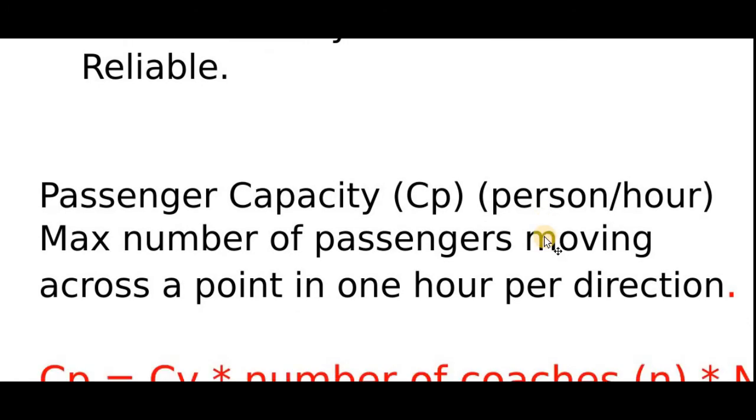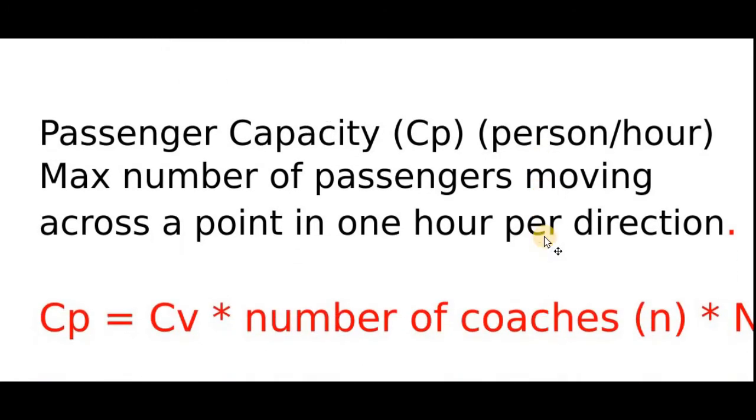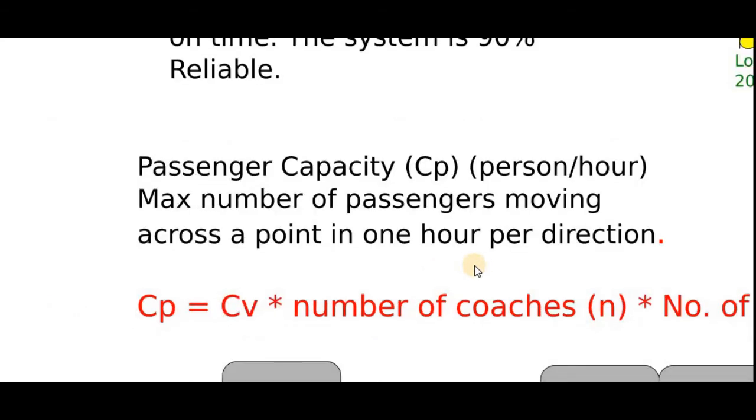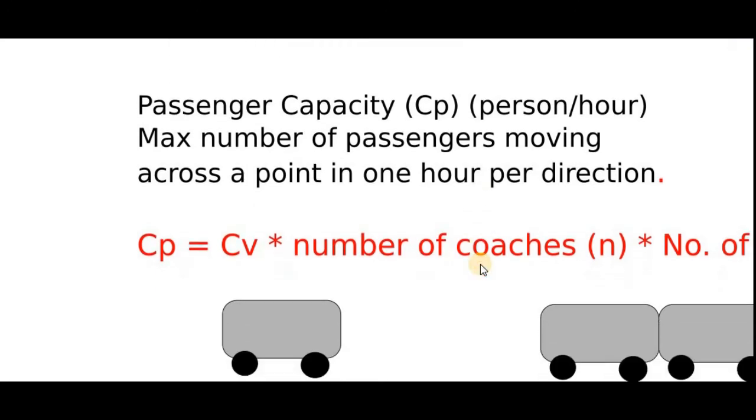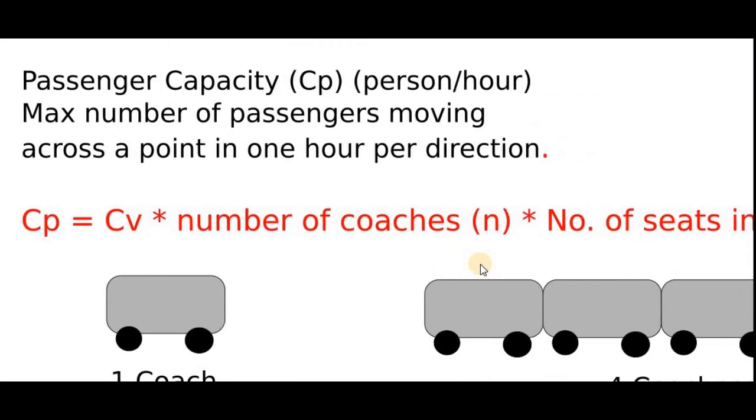Your passenger capacity, or persons per hour, is the maximum number of passengers moving across a point in one hour per direction. Very simple: in one direction, how many people are moving across a point? That's it. Its formula is Cp, denoted as Cp is equal to Cv.